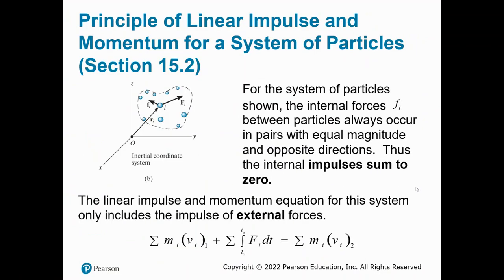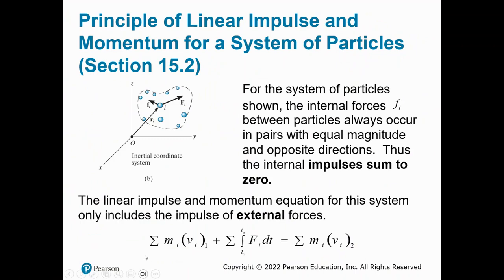Starting with, we want to talk about what's going on internally. If I have a system of particles that I need to deal with, keep in mind that the internal forces between particles always occur in pairs with equal magnitude in opposite directions. This means that the internal impulse sum is equal to zero. The linear impulse and momentum equation for the system only includes impulse from the external forces. So yes, there are multiple of them, but internally they always cancel out with each other. We only need to deal with the external.